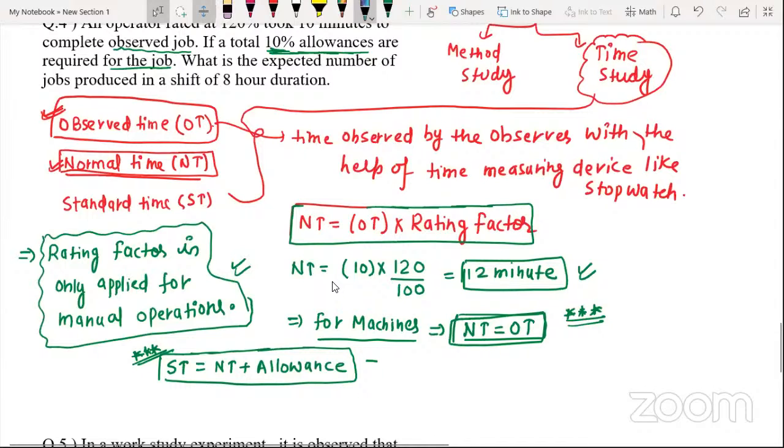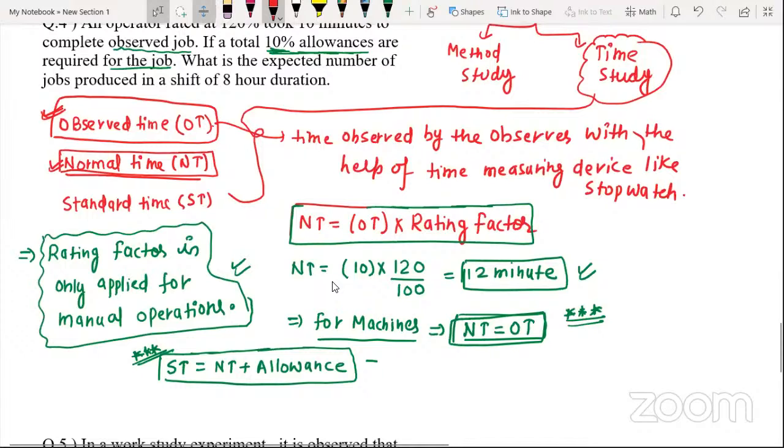So put here the normal time, and this is the allowance. So we will get the standard time as 13.2 minutes. Now this 13.2 minutes is the standard time, and it is the time required to make a single product.